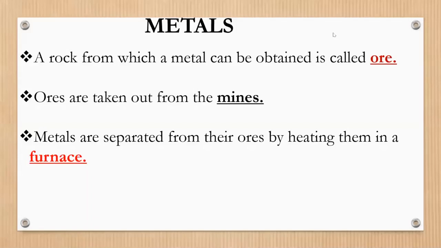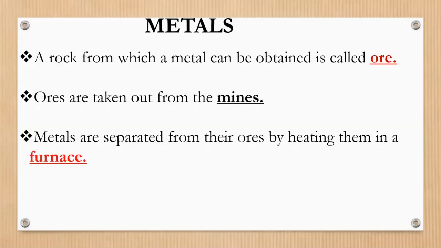Children, let us try to learn about metals. Metals are generally very hard and they have a very shiny surface, right? So from where do we get metals? Even metals we get from the earth. We get metal from the rocks. So a rock from which a metal can be obtained is called ore. So what is ore? Ore is a rock from which we get metals.